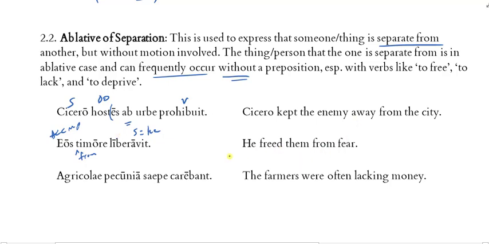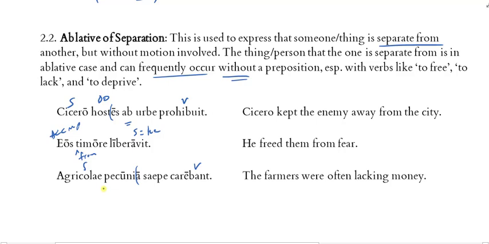And then our third example, agricolae pecunia saepe carebant. The farmers, subject, agricolae, carebant is the imperfect. So that's the verb. The farmers were lacking, saepe, often. And then pecunia is ablative. You can see that ablative feminine singular ending there, right?